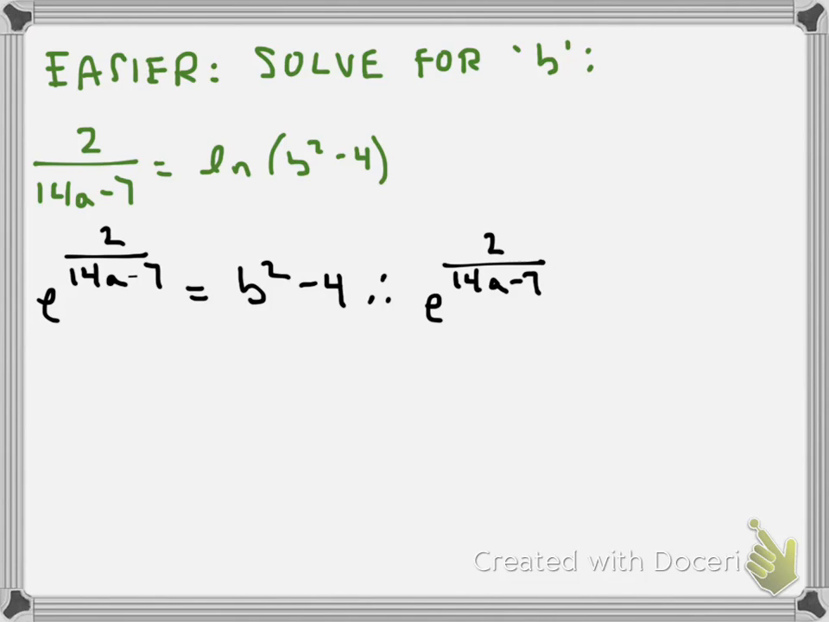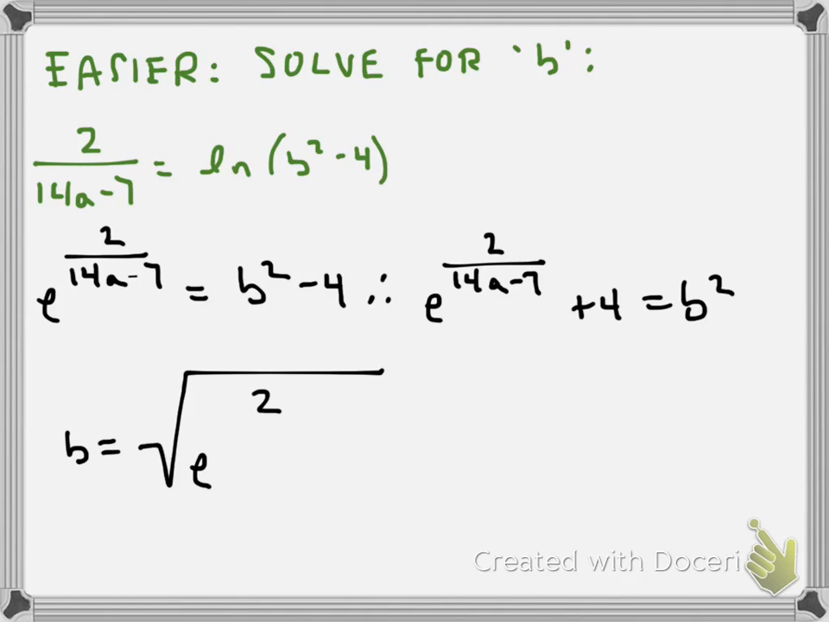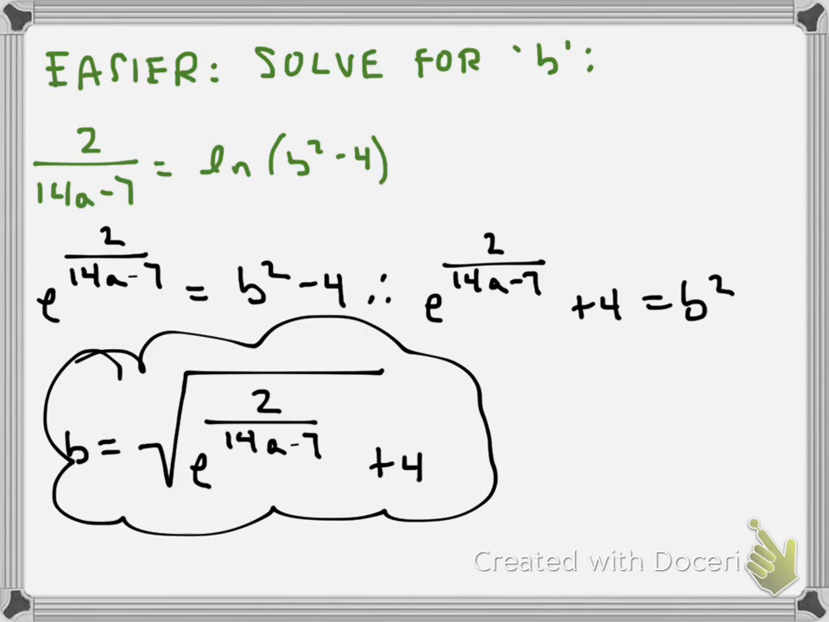So B equals the square root then. And last one, solving for A.